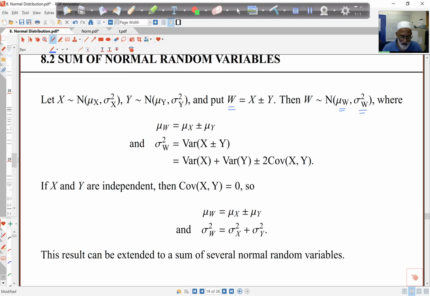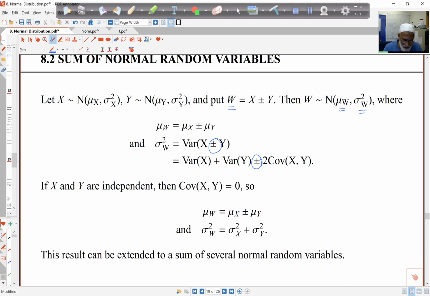The first thing is, with a plus there, the means will simply add. With a minus, the means will subtract. The variance we know, sigma squared w, the variance of X plus Y is variance of X plus variance of Y, plus twice the covariance. With the minus there, the minus sign appears here. So be careful. In this, the plus sign is between the variances. The minus, if there's a minus here, is going to be the covariance.